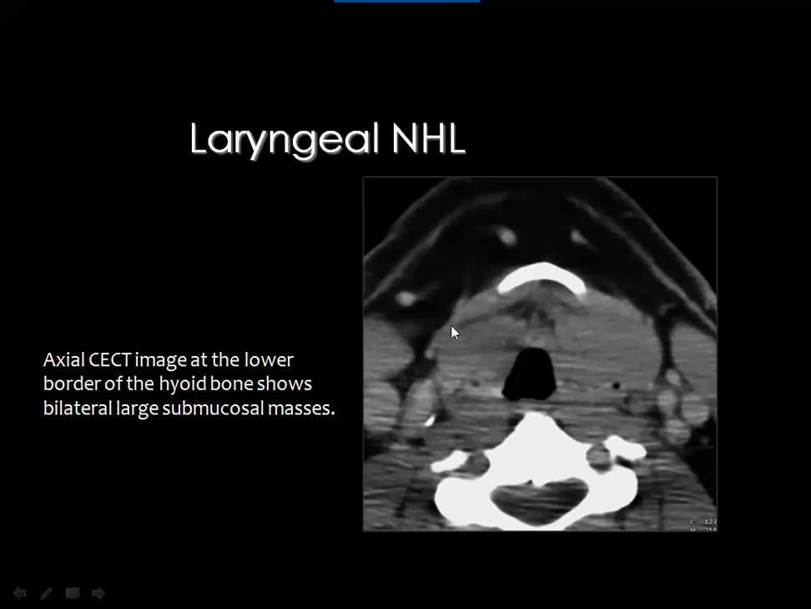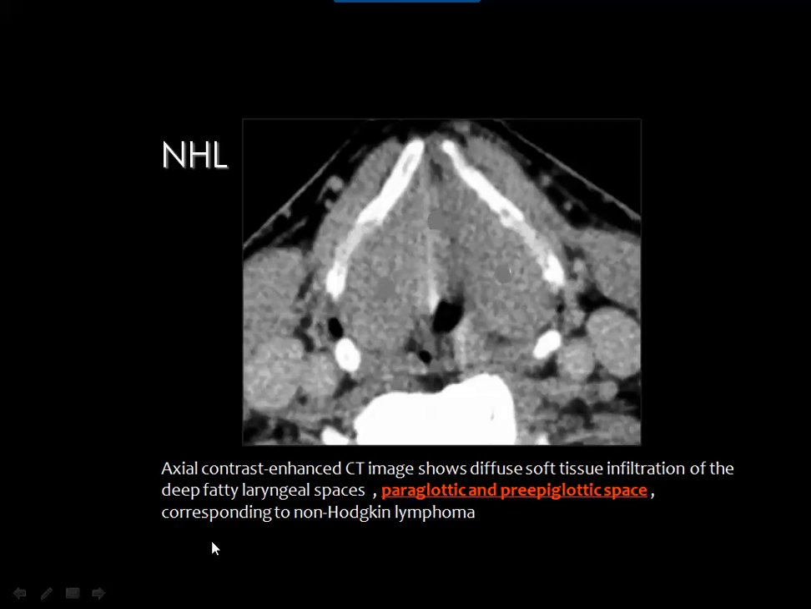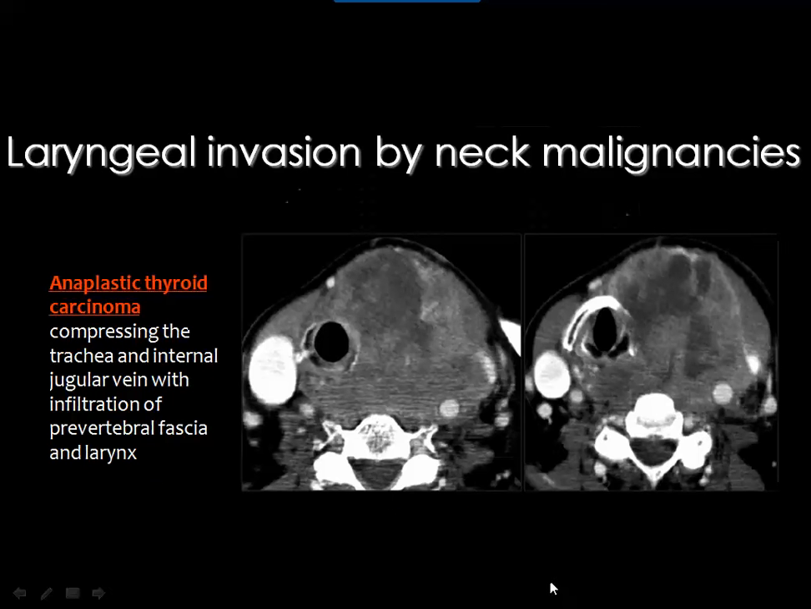Multiple laryngeal masses is usually suggestive of lymphoma or metastasis. If the patient is known to have a primary malignancy, you can diagnose metastasis to the larynx. But if there is no known primary malignancy, then you may suspect the possibility of non-Hodgkin lymphoma. And this is also an example of non-Hodgkin lymphoma infiltrating the laryngeal area. Two big masses on either side of the larynx, and this is not a usual feature of laryngeal cancer.